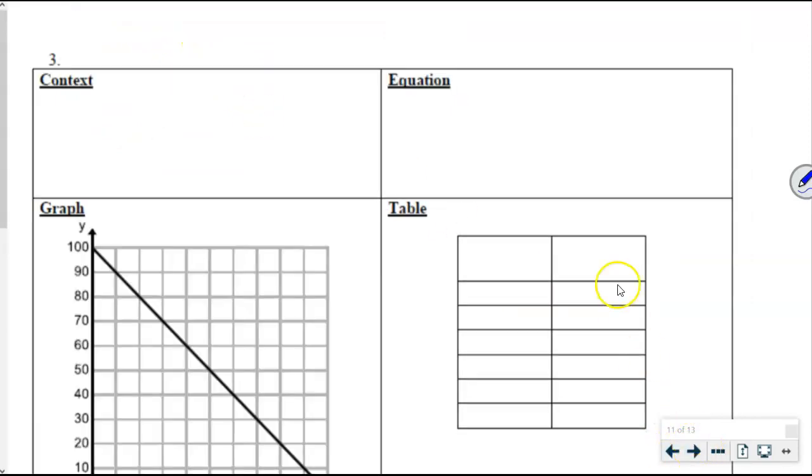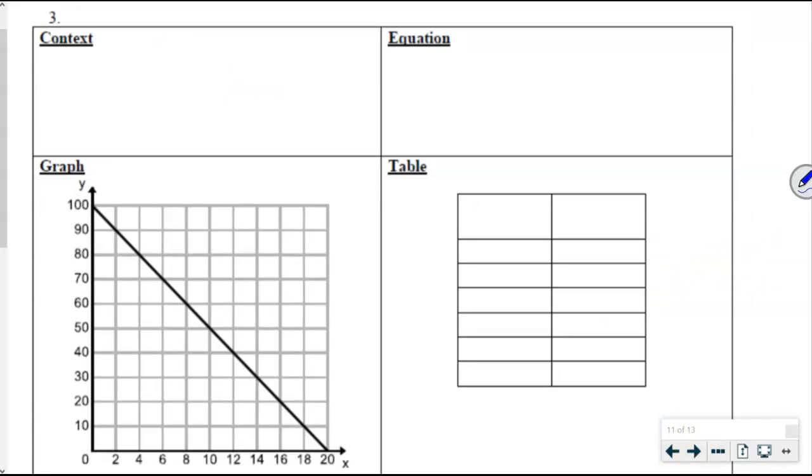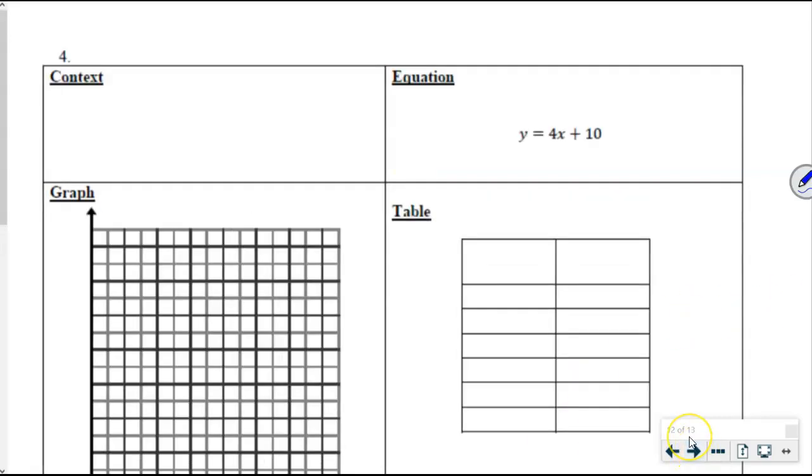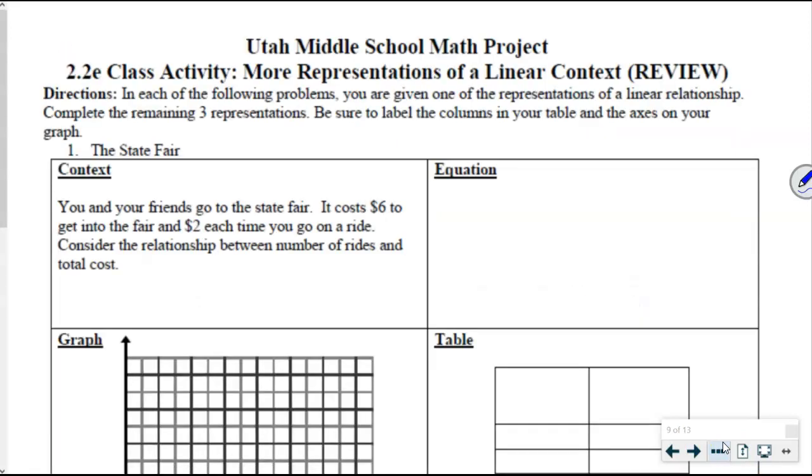Next one, look at number 3. What information am I giving you this time? Yeah, now it's the graph and we've got to fill in all the missing pieces. And the last one, I'm giving you the equation. Can you look at an equation and still get enough information to make a table, a graph, and a story? By the end of this lesson, that is the ultimate goal, right? Okay. So let's go back to number 1.